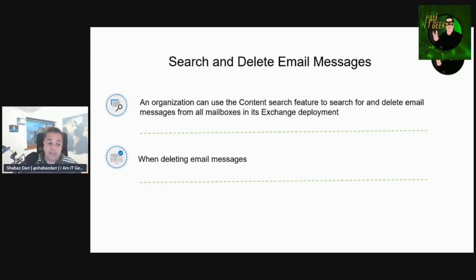When deleting email messages, a maximum of 10 items per mailbox can be removed at one time. 50,000 is the maximum number of mailboxes in a content search that you can use. That's a lot of mailboxes. By doing that search and purge action, you do that by connecting to Security & Compliance through PowerShell. So you use a PowerShell module for the Security & Compliance Center, and you create a content search to find the message to delete, and then you delete that message.